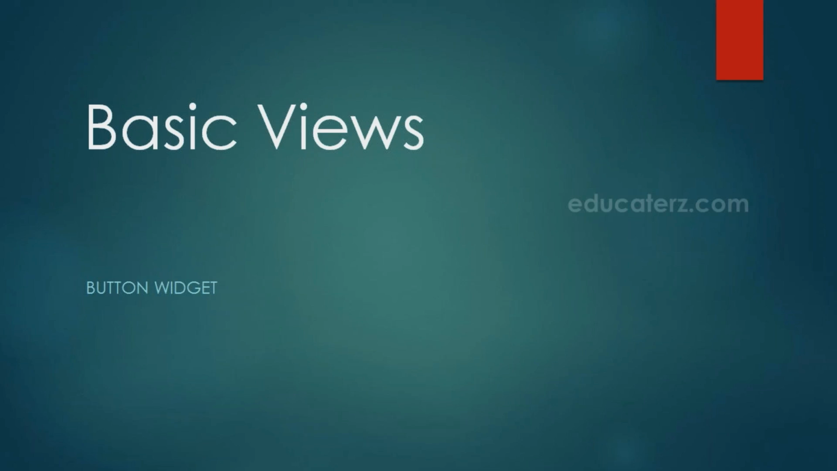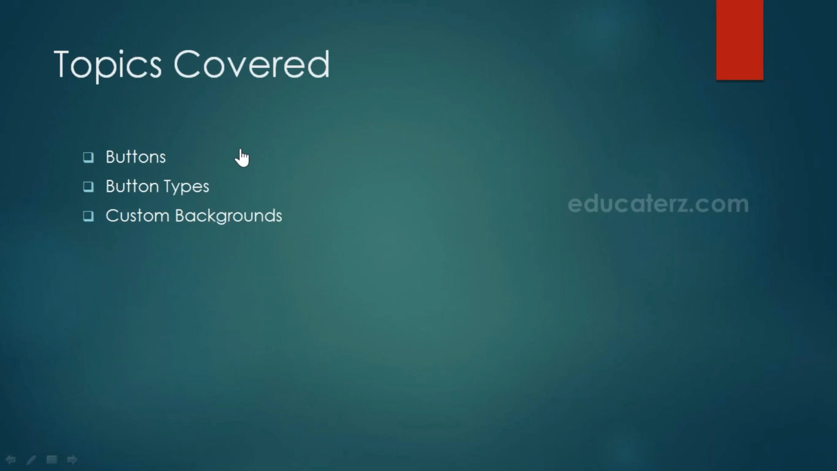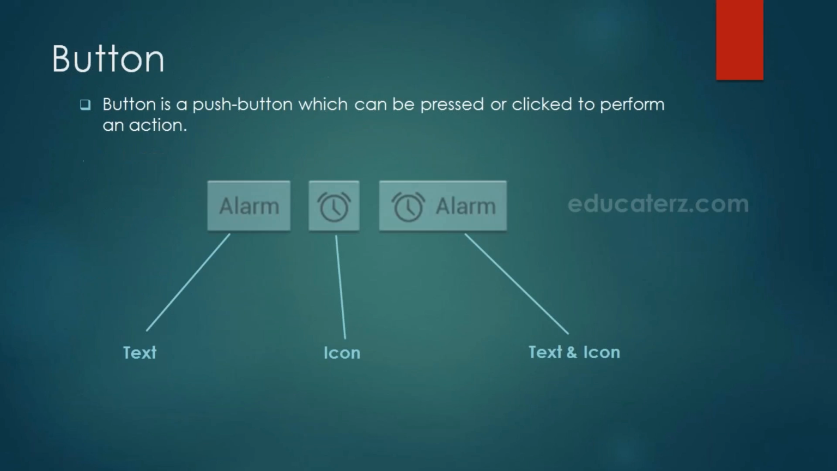In this session, we are going to discuss the button widget. So what are the different types of buttons available for us, and how to make a custom background for a button, nothing but customizing the buttons. So there are three types of buttons available for us. The button is like a push button where the user can press or click to perform a small action. If you observe the diagram, there are text-based buttons, image or icon-based buttons, and the combination of icon and text-based buttons.